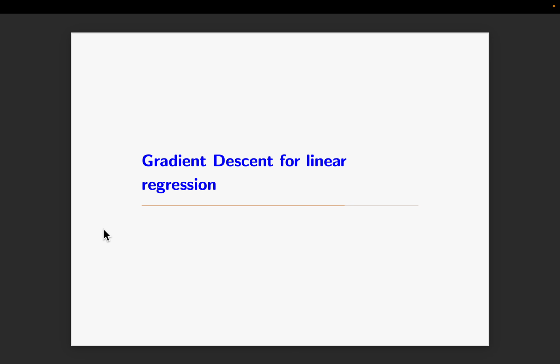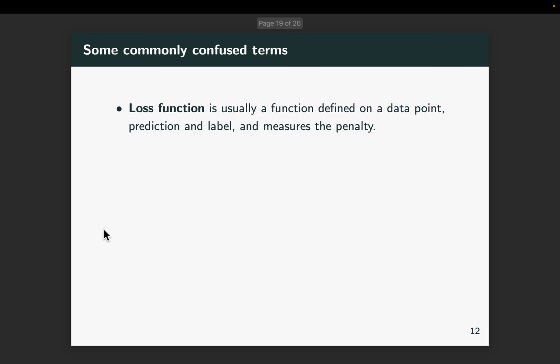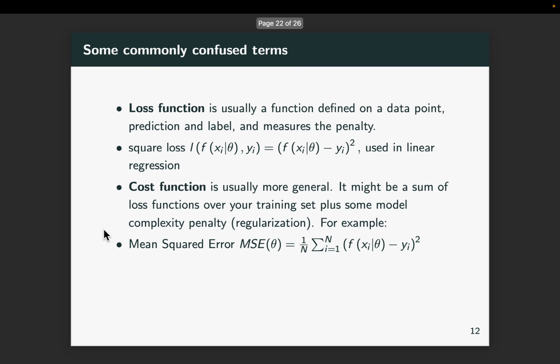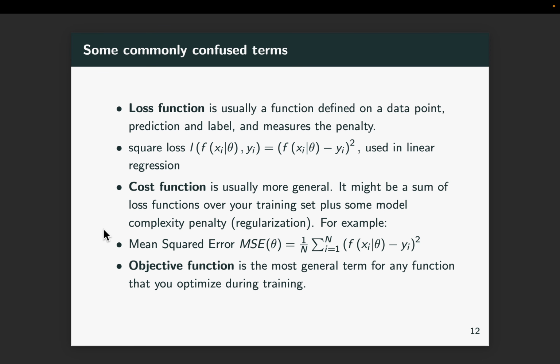So now we'll discuss gradient descent in the context of linear regression. Firstly, there are three terms which students often get confused with: the loss function, the cost function, and the objective function. The objective function is the most general term you use in optimization. You want to optimize over an objective function.